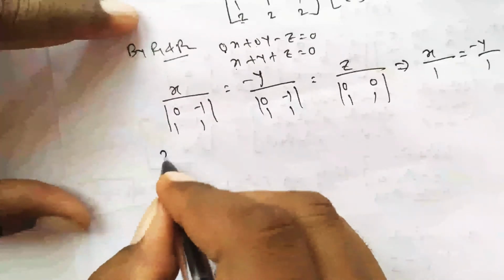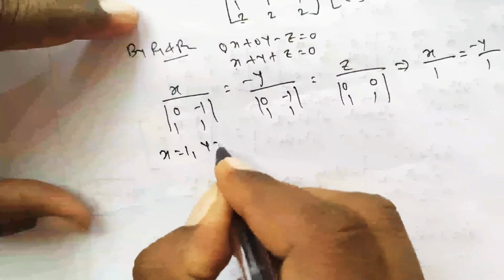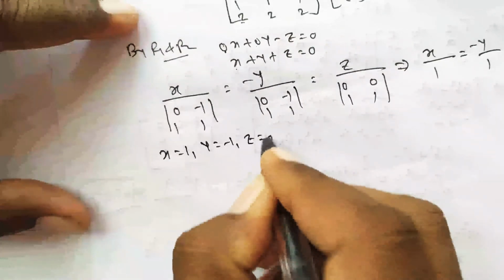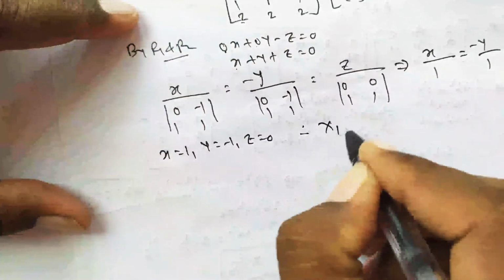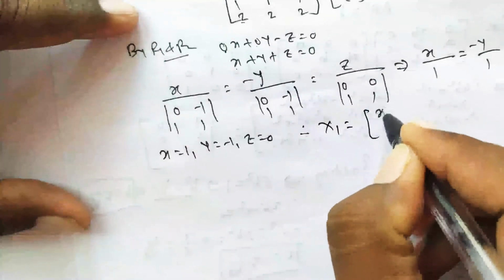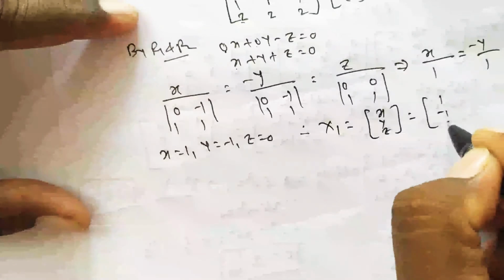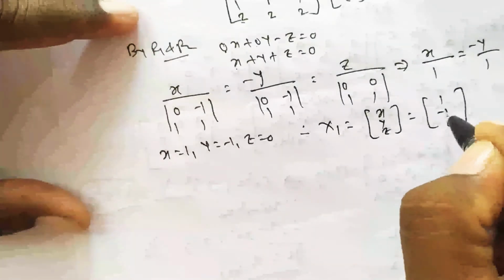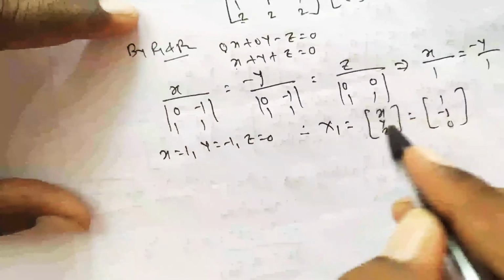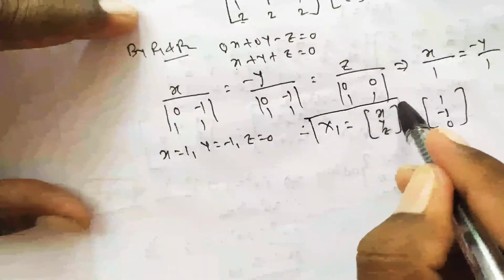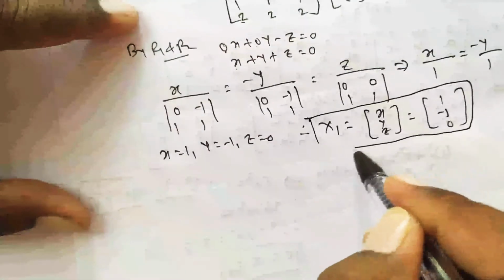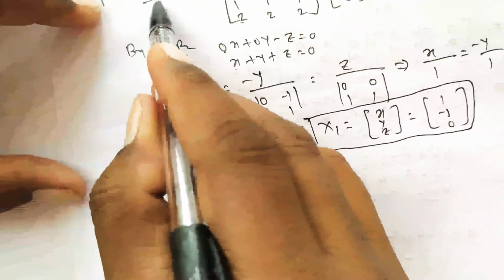So what are the values of x y z here? x equal to 1, y equal to minus 1, z equal to 0, and therefore the first eigenvector x1 is equal to x y z is equal to 1, minus 1, 0, or sometimes we can write this as minus 1, 1, 0. Okay, so this is the first eigenvector x1 for the eigenvalue lambda equal to 1.